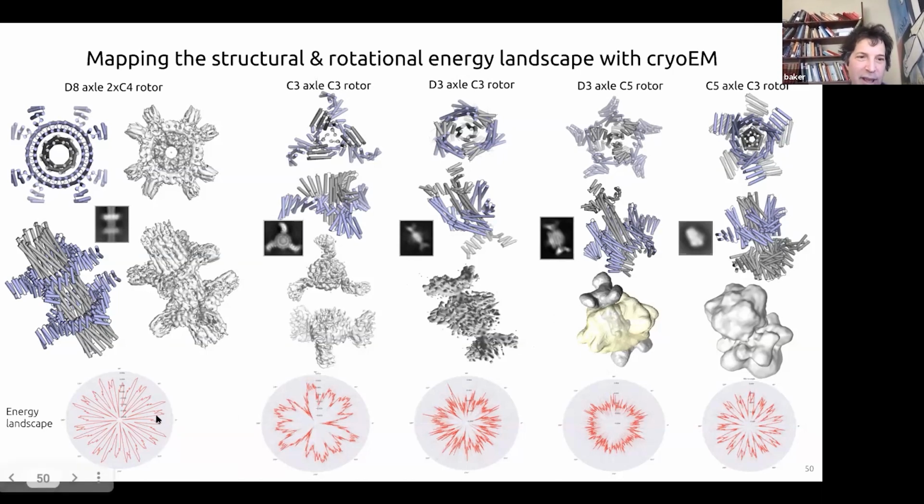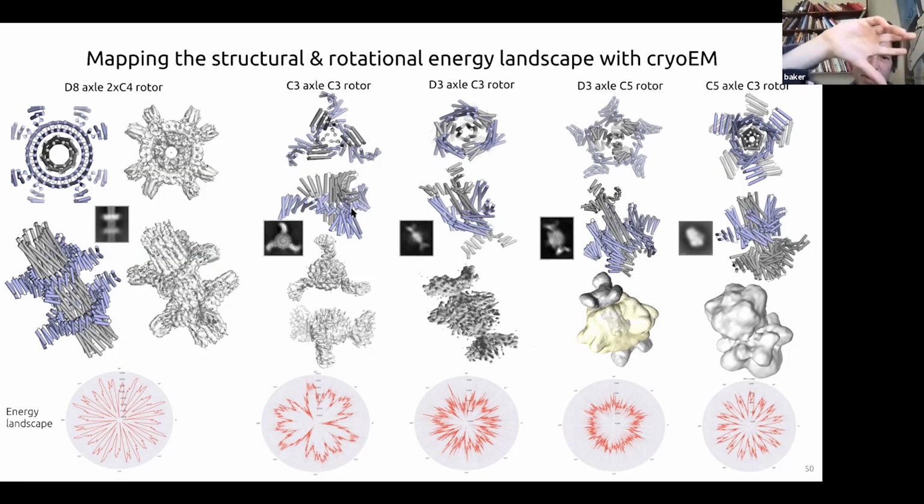Now, what Alexis has done is to calculate the energy landscapes in Rosetta. There's one degree of freedom as the ring rotates. And you can see the landscapes look really different. As you might expect, when the symmetry is matched, you have three pronounced minima, because there should be three rotationally identical states. Whereas when you have symmetry mismatches, for example D8 on C4 or D3 on C5, you get much more rugged landscapes.